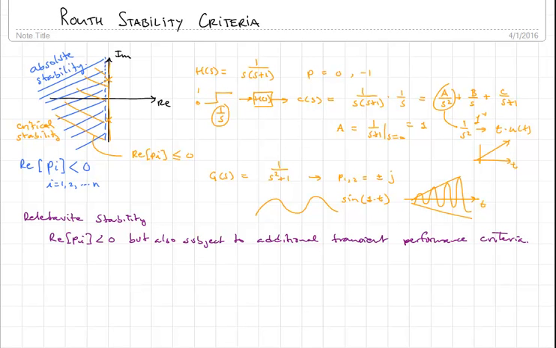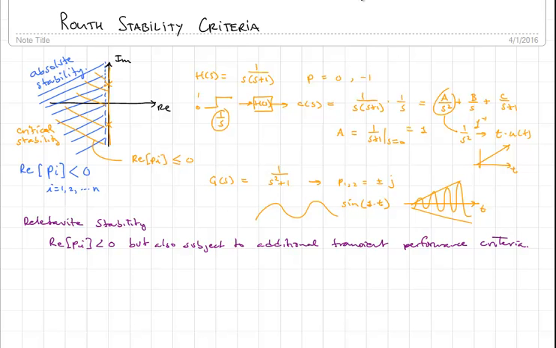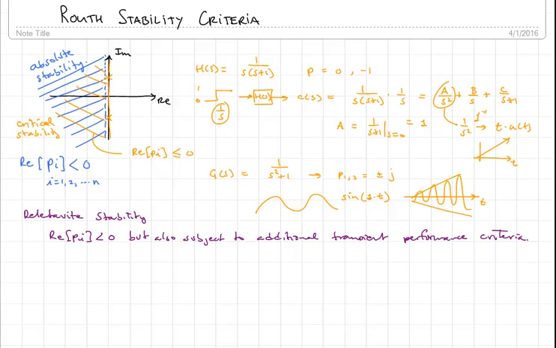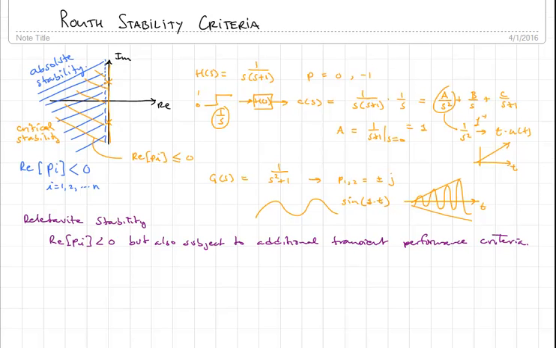What the Routh stability criteria is useful for doing is helping us determine whether the system is absolutely stable or not. It is not so useful at studying relative stability, although it does have some limited ability to do that. And the usefulness of the Routh stability criteria is that you can determine if any of the poles of the system have positive real parts without actually ever factoring the denominator in your transfer function.